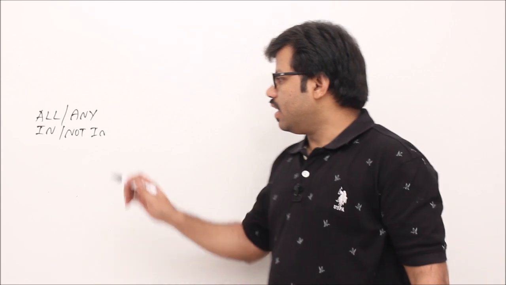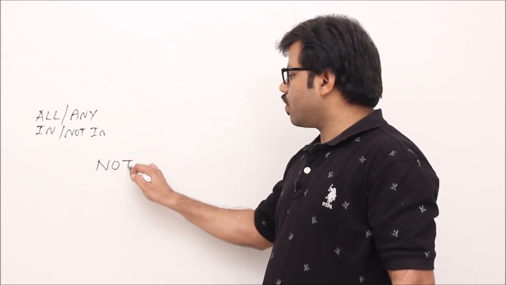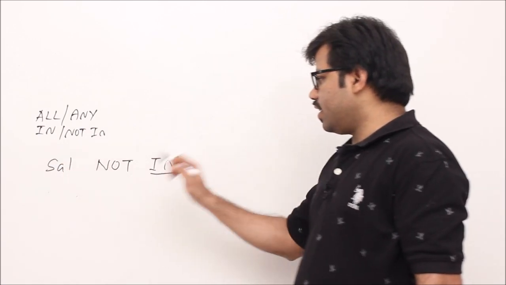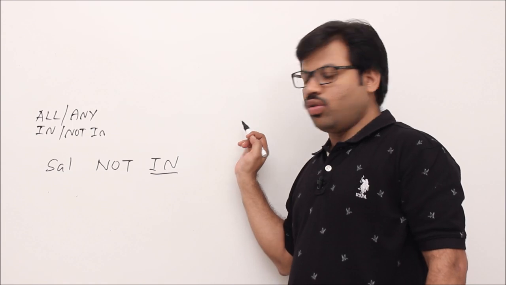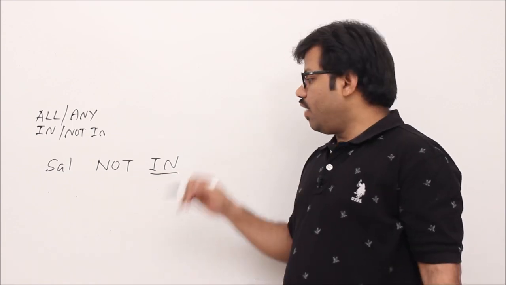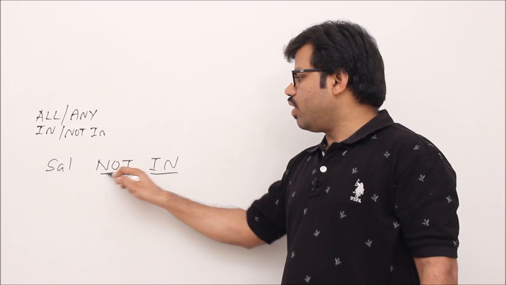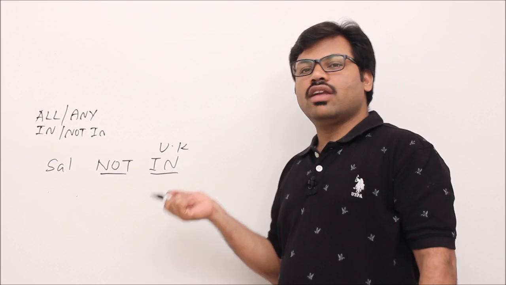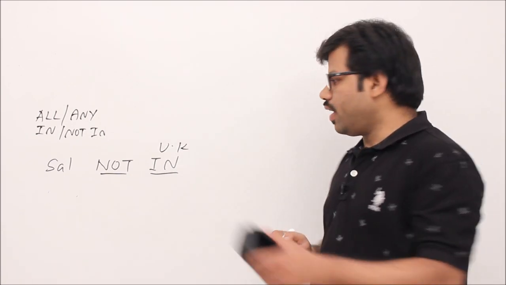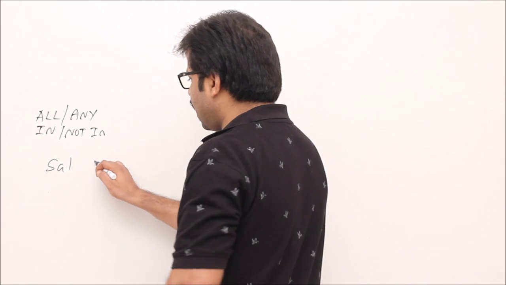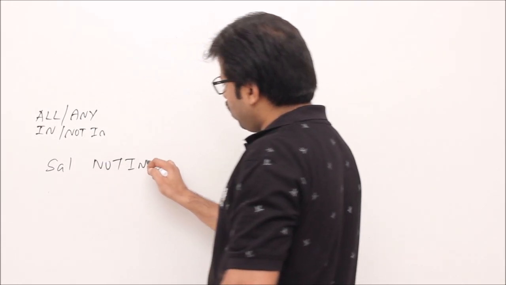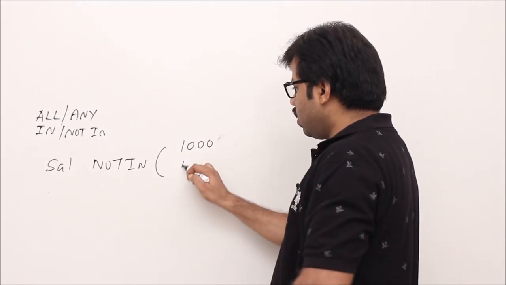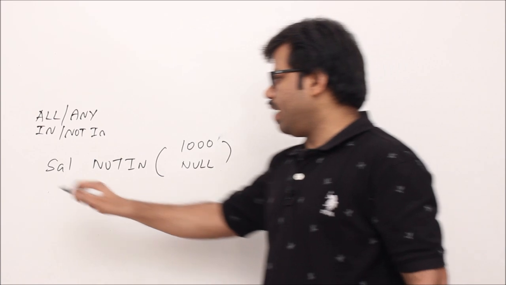For example, if you want to evaluate a query with not in, don't worry. First check the in condition. If in is evaluated to true, not in will be evaluated to false. If in is evaluated to false, not in will be evaluated to true. If in is evaluated to unknown, not in is also evaluated to unknown. Remember it. For example, my salary not in some salaries, let's say 1000 comma null. So how will this where condition be evaluated?